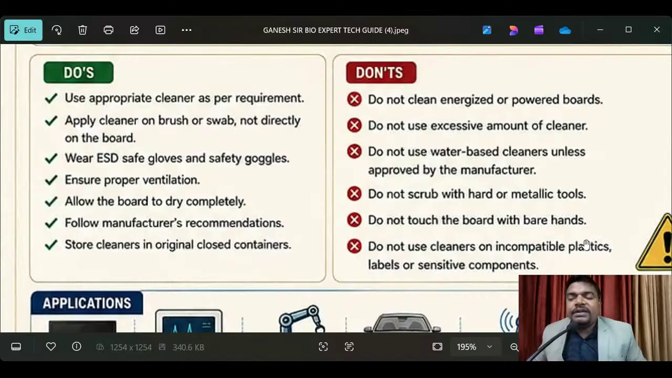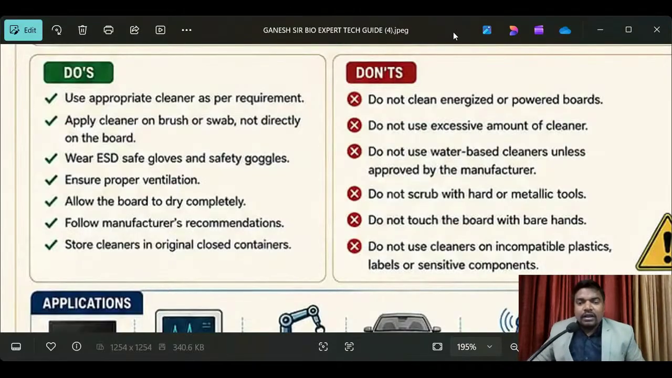It's very, very important, my dear engineers, listen carefully. Do not use cleaners on incompatible plastics, labels or sensitive components. These are the things not to do, the things you have to keep in mind. Here you have to follow the instructions. What to do are the things you have to follow and implement in your work, and what not to do are the things you have to keep in mind and be aware of.